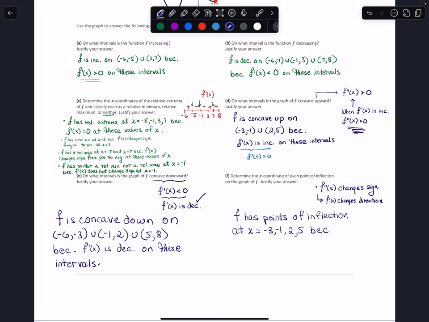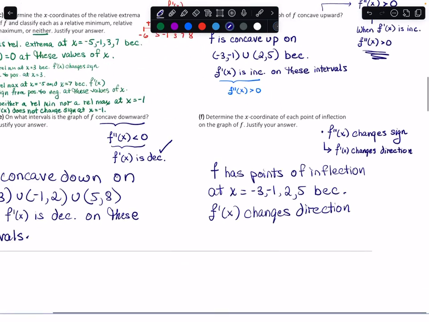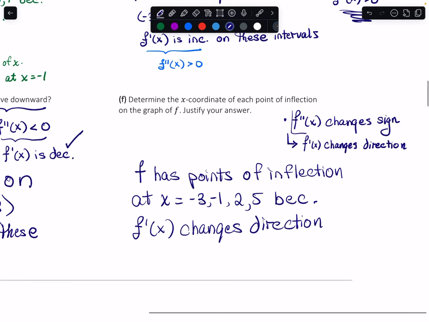Because, again, you would love to say f double prime of x changes sign, but that's not really how you were able to determine this from what you have. It's going to be because f prime of x changes direction. And I don't care which way it changes direction, because at some of these points, the graph changes direction from decreasing to increasing. At some of those turning points, the graph is changing from increasing to decreasing. I don't really care. As long as that graph is changing direction and the second derivative is changing its sign, you have a point of inflection.